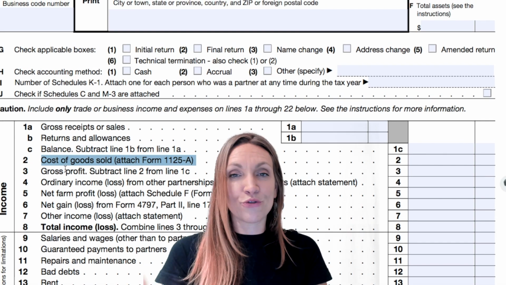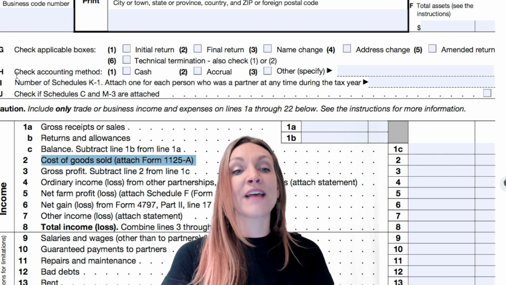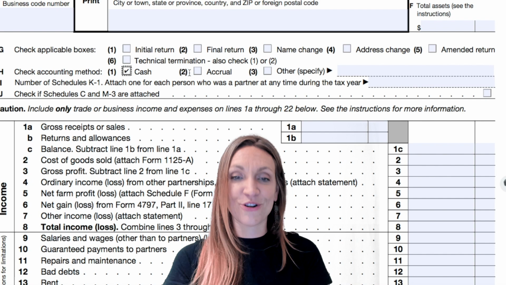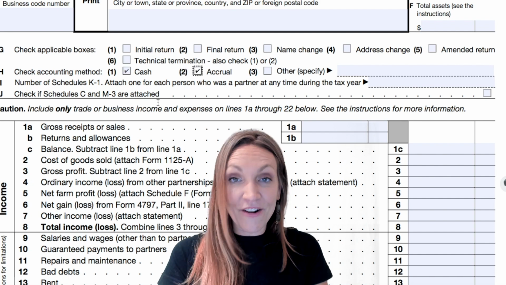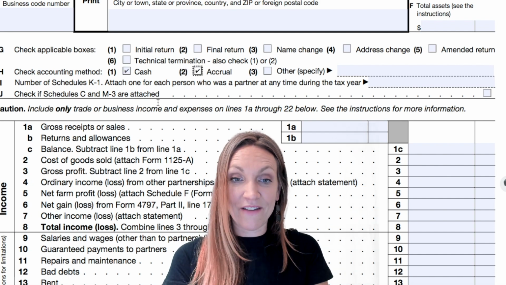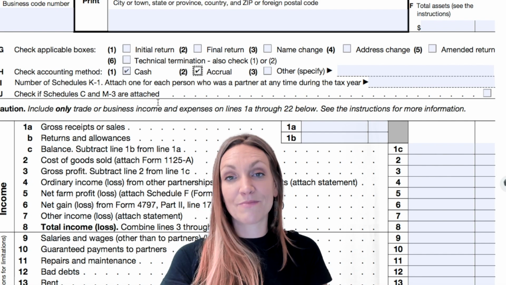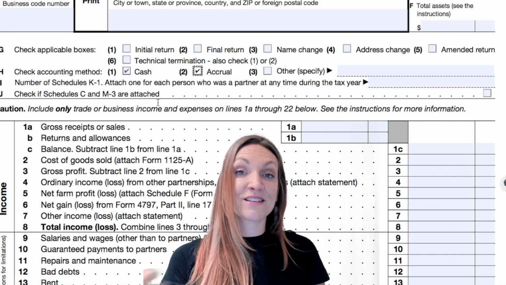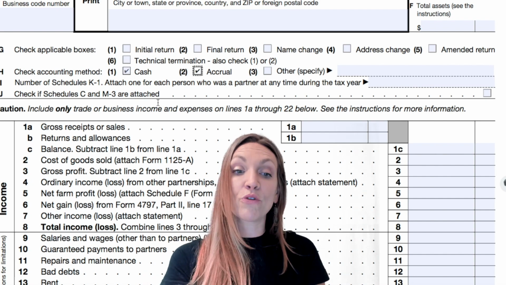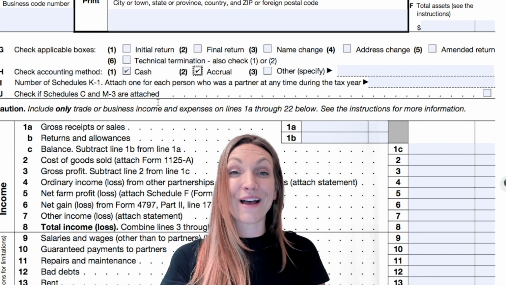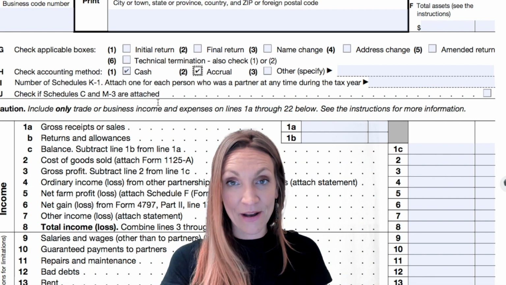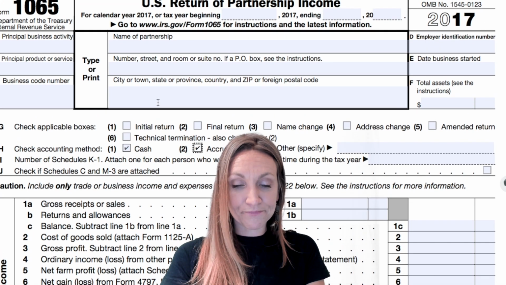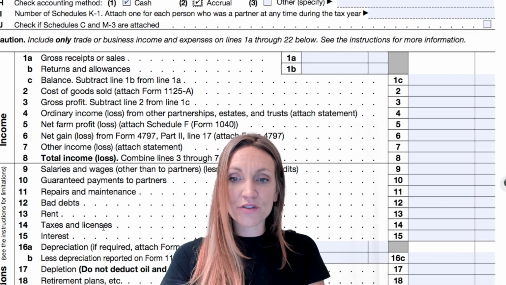But if you're not using accrual accounting method, which is asked for right here at line H, check accounting method, cash or accrual, then it's really hard to do that because you probably don't have the information. Cash basis just means that you record income when you receive it and you record expenses when you pay them, versus accrual, which really shows you what your operating net income is, regardless of if you actually pay things or not. And so that gives you total income.